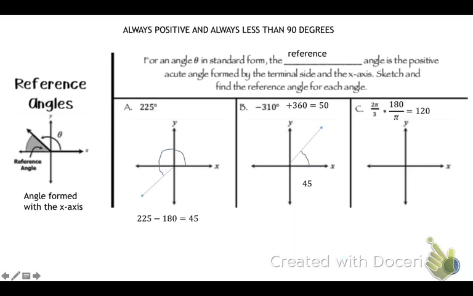This one, let's change it to degrees. It's easier to graph degrees. So that's going to be 120. To get to the x-axis, we have to go 60 more degrees. So our reference angle is 60. Change this back to radians. So that's going to be the same as pi thirds. Cool?